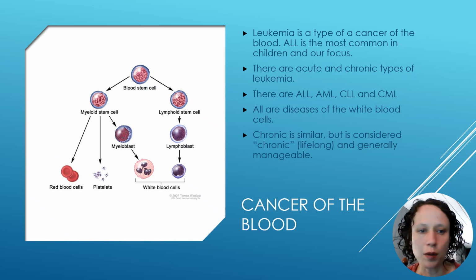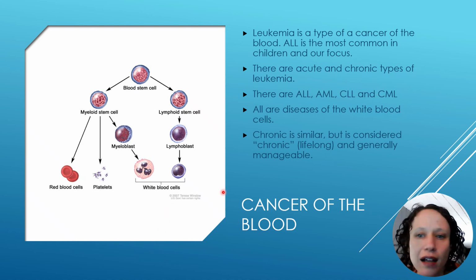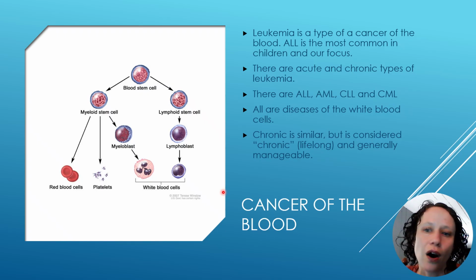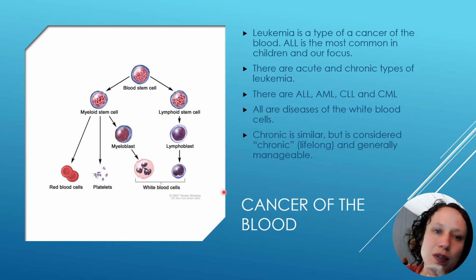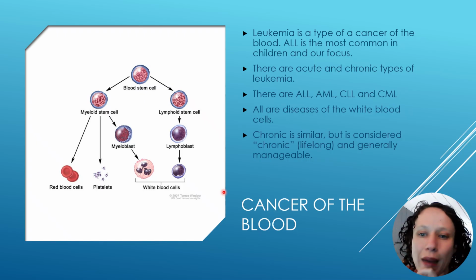The difference, and I'm going to put on the pointer, I'm going to make it actually work this time. The difference between our ALL and our AML, or chronic, which I'll explain in a second, is the different types of white blood cells. It's all about the white blood cells, but it has to do with whether it's white blood cells from lymphocytes or whether it's white blood cells from the myeloblast.